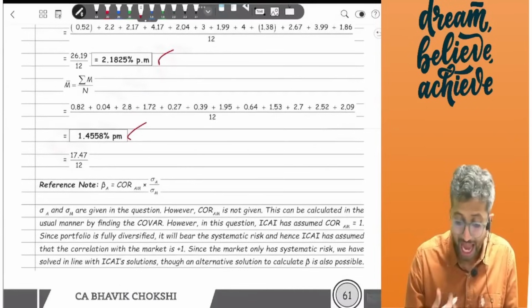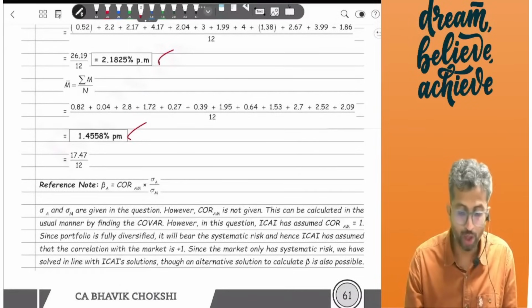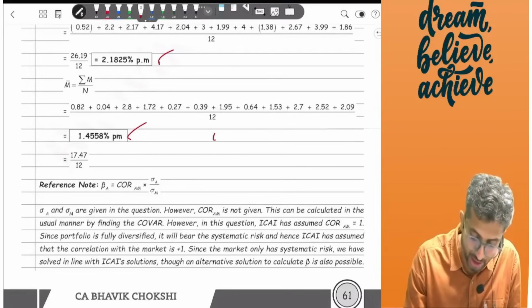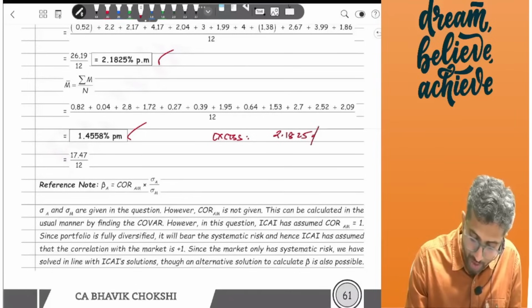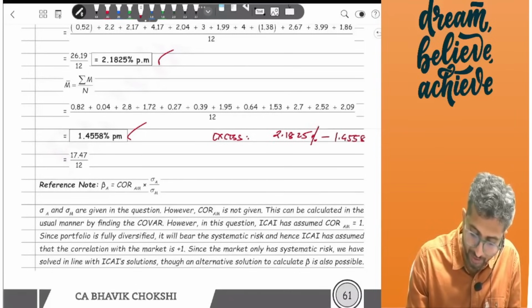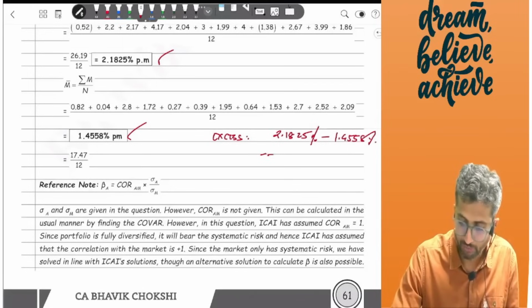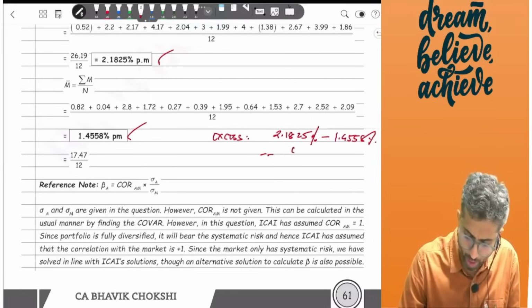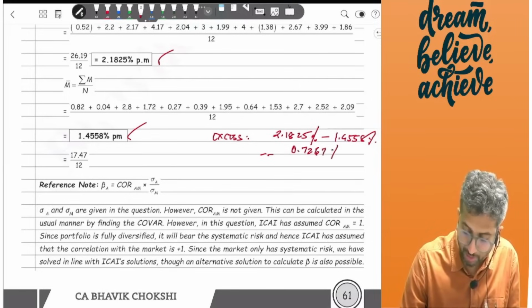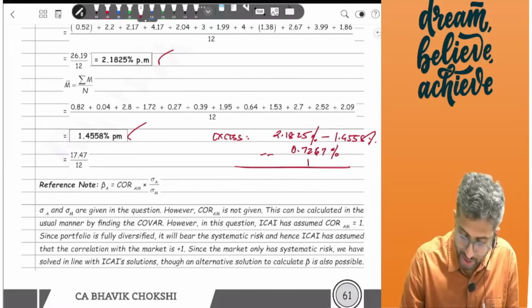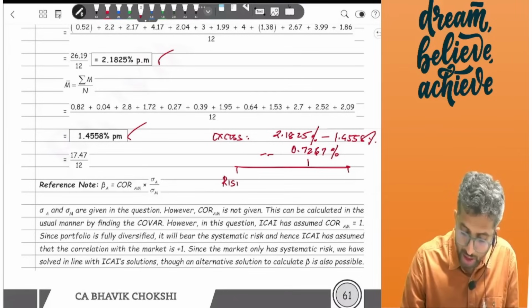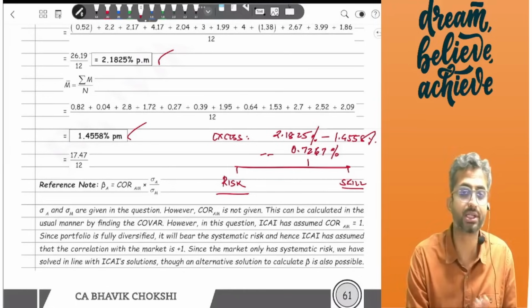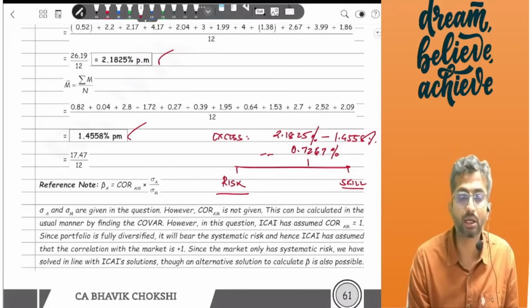So over here, as compared to the market, which is giving 1.45, I am earning 2.18. So basically, I am earning an excess return of 2.1825 minus 1.4558, and hence this is coming to 0.7267%. Now a part of this excess return is due to the skill, a part of it is due to the risk. Now we need to figure out how much is due to the risk and how much is due to the skill. The part attributable to skill is calculated using Jensen's alpha, but for the part attributable to risk, you need the beta.